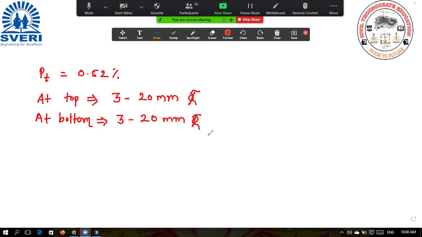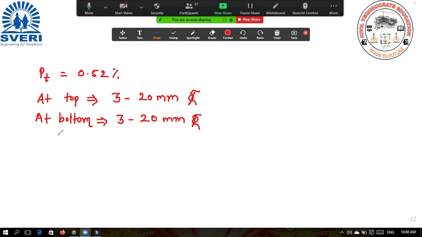So now we will go for the next step. Now this is our top and bottom reinforcement. At top we are going to provide 3 bars of 20 mm. At bottom also we are going to provide the same reinforcement. Now we will see the shear reinforcement. So now we need to calculate the check for shear.